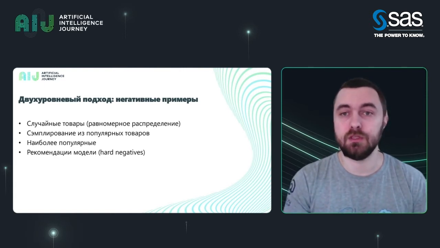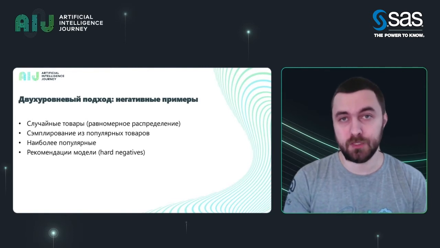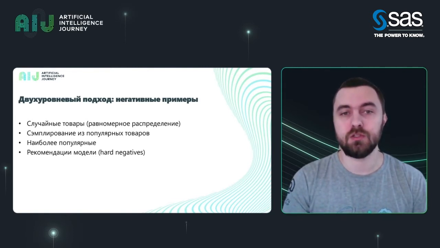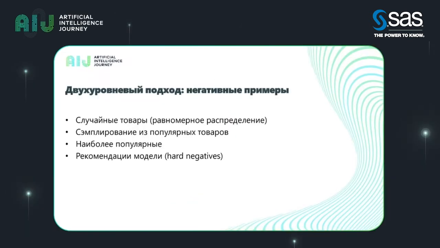And of course, we need to generate negative examples too. Like I said, we often have implicit feedback. For negative examples, we can take random goods from uniform spread, which is a simple way. This way the model will learn to catch basic things. Or we can do it smarter. For example, make a sample from popular goods, or those that people never bought.